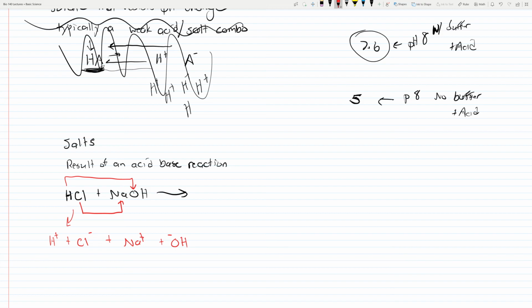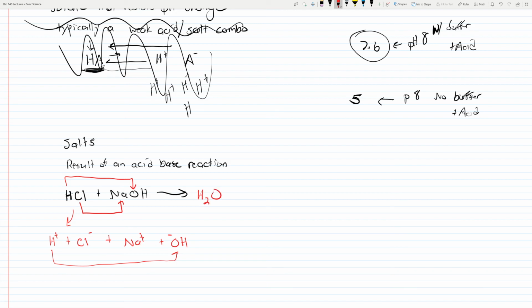Now you can use just basic charge to figure out what's actually going to happen. The hydrogens and the sodiums aren't going to be attracted to each other whatsoever. They're going to repulse each other. But the hydrogen is going to be attracted to the hydroxide. And what that's going to do is give us H2O.